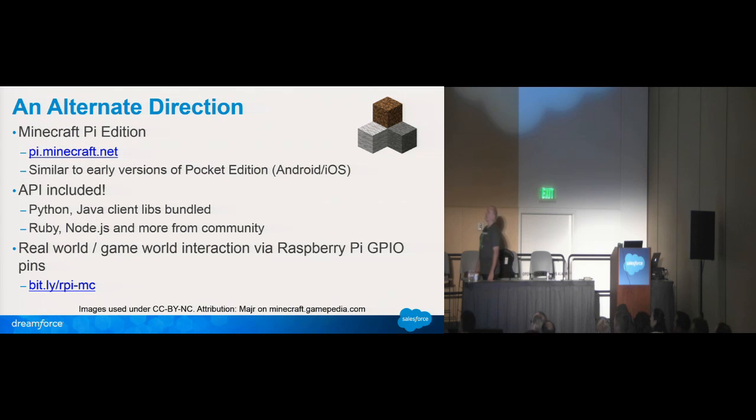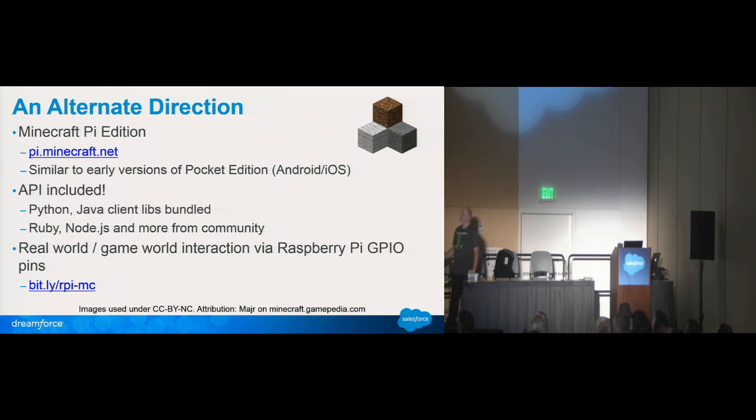There's lots of different ways you can play with Minecraft. One of the most fun is called Minecraft Pi Edition. And it's similar to early versions of Pocket Edition. Whose kids play Minecraft on an iPad or iPhone? All right, so this is essentially the same code. It's an early version, but the really nice thing about it is that there's no modding framework because Mojang included an API from the get-go. So it's a network API, running over a socket, so there's Python and Java bundled. Community members have written Ruby, Node, and more.